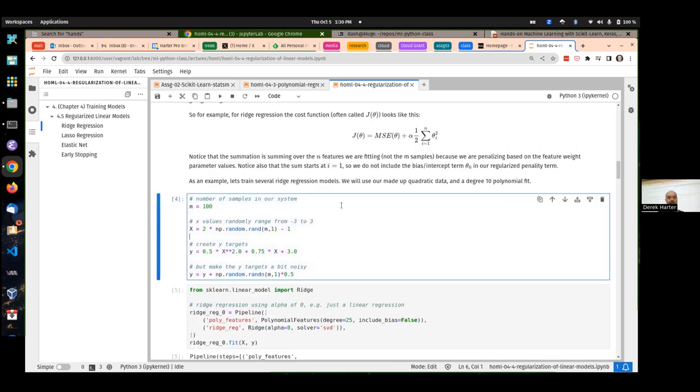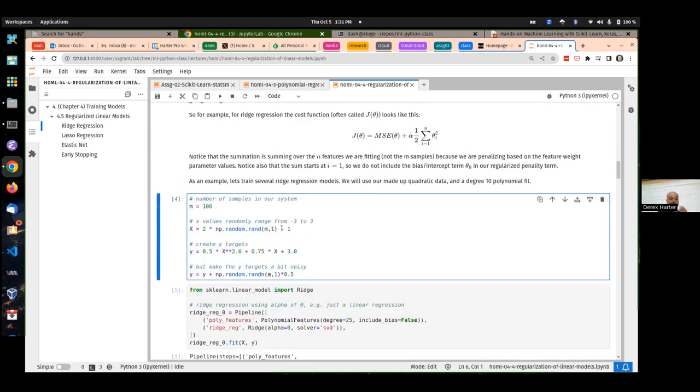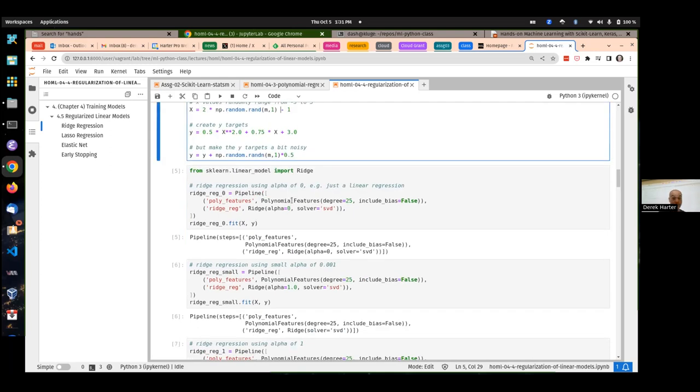So why do we do that? Well, if you look at the examples, it helps to build intuition of why regularization, what it does and why it's useful. Right. So here, what were we doing?